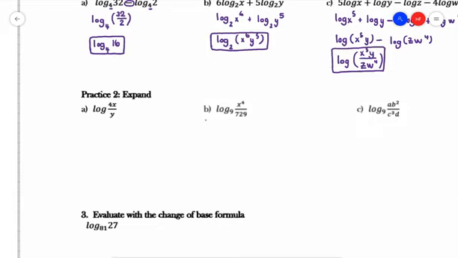Now in the next section we are expanding these logs, so we want to get them written out as much as we can. On the first one, just right off the bat, I see multiplication and division. So I'm going to separate the division first. So division tells me to subtract. And then I'm going to separate that multiplication by adding. So log 4 plus log x minus log y. And so now I have an expanded log.